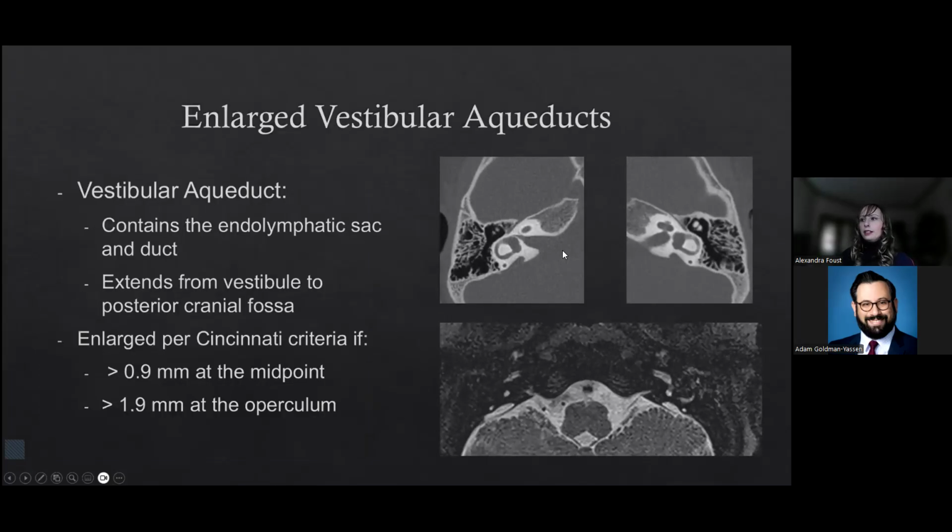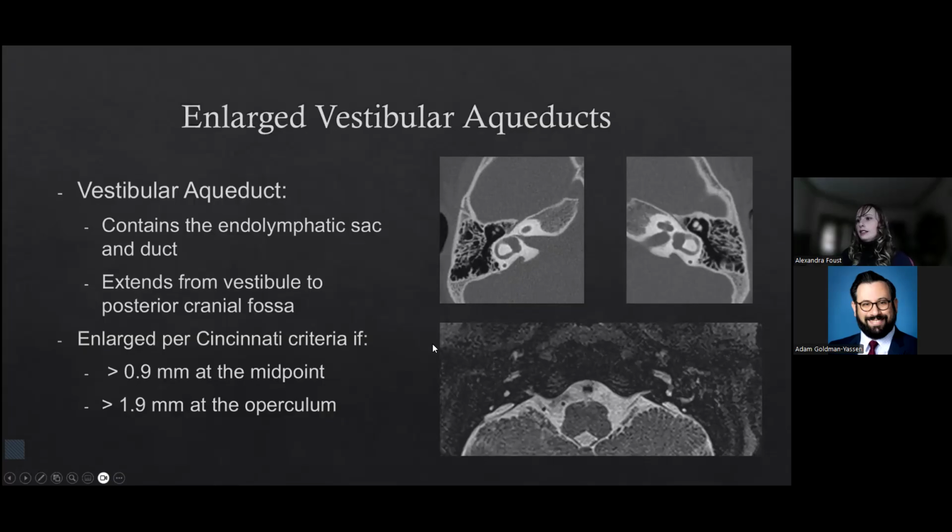Enlargement of the vestibular aqueduct is going to be one of the more common imaging findings that you'll see in pediatric patients with sensorineural hearing loss. And on CT, we're looking again at the diameter of the vestibular aqueduct. You can use the adjacent semicircular canal as sort of an internal control, but this should be less than 1 millimeter at the midpoint, or 0.9 millimeters at the midpoint, and then less than 1.9 millimeters at the operculum.